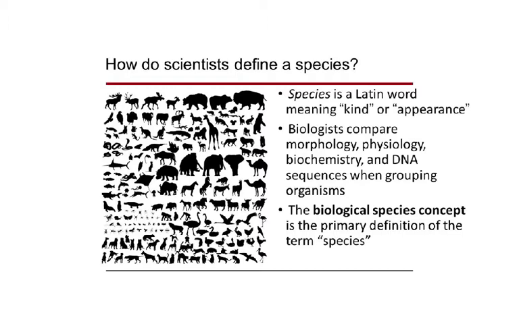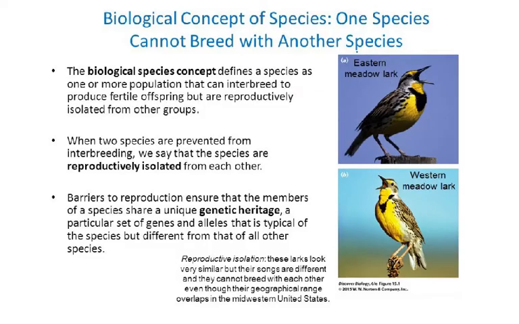So the species definition must be very clear to all of you. The biological species concept is the primary definition of the term species. Another very important aspect is that the biological species concept defines a species as one or more populations that can interbreed to produce fertile offspring, but are reproductively isolated from other groups.